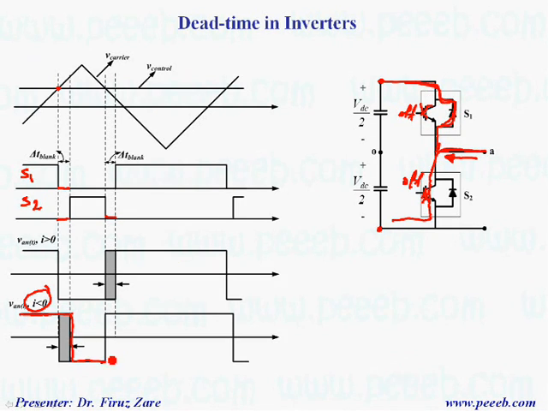That means the leg voltage changes to plus VDC over 2, and then at this time when we turn on S1, in this case again current passes through this diode because this IGBT cannot handle it. So that's why here we can see that the shape of the output voltage is changed because of dead time control.